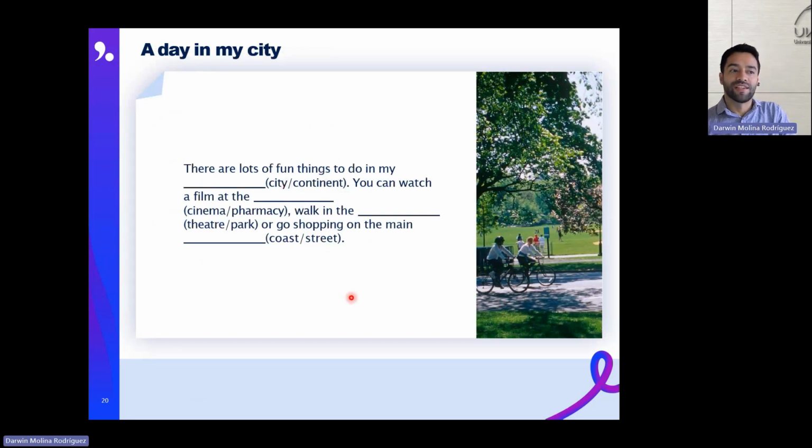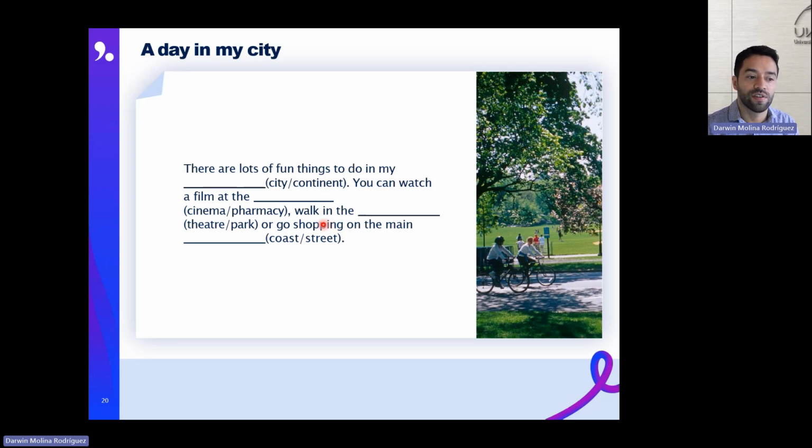Vamos a completar esta lectura. A day in my city. There are lots of fun things to do in my city. In my city, you can watch a film at the cinema. Walk in the theater or park. Or go shopping.